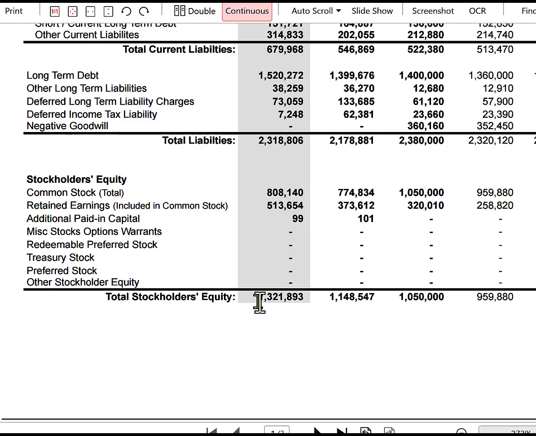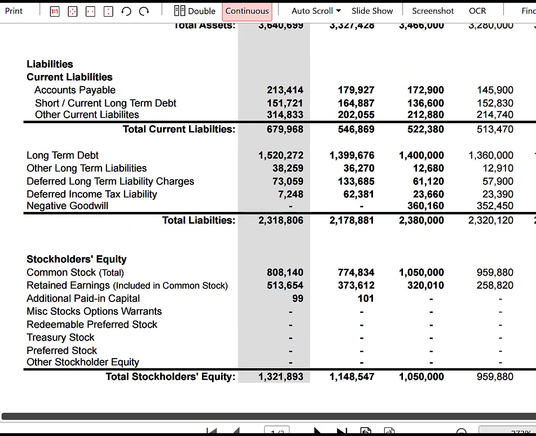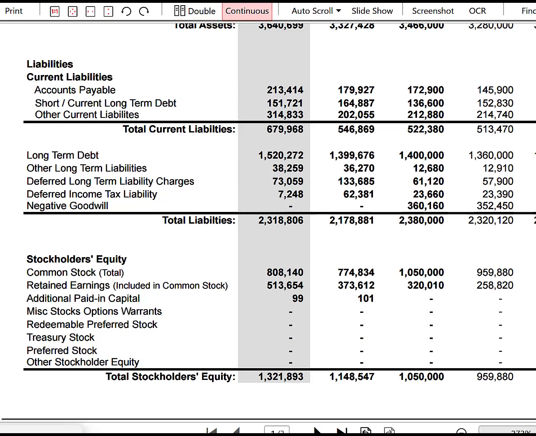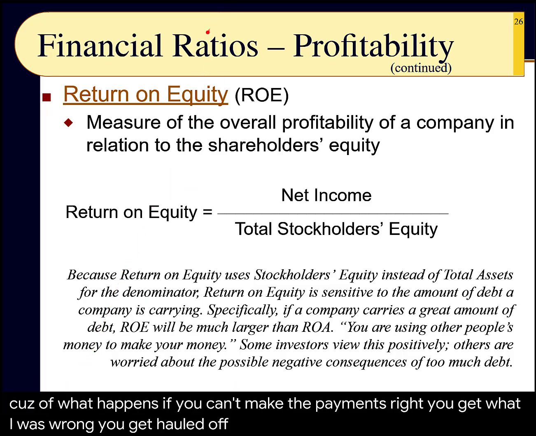So we divide 380,601 by 1,329,383,893, and we get a return on equity of almost 30%, 28.79%. So you see, the more debt you have, the more it makes the return on equity look really good. And so, hey, everything's going great, assuming you can make the payments, because what happens if you can't make the payments? You get hauled off to the bankruptcy court, right? And that's not fun.